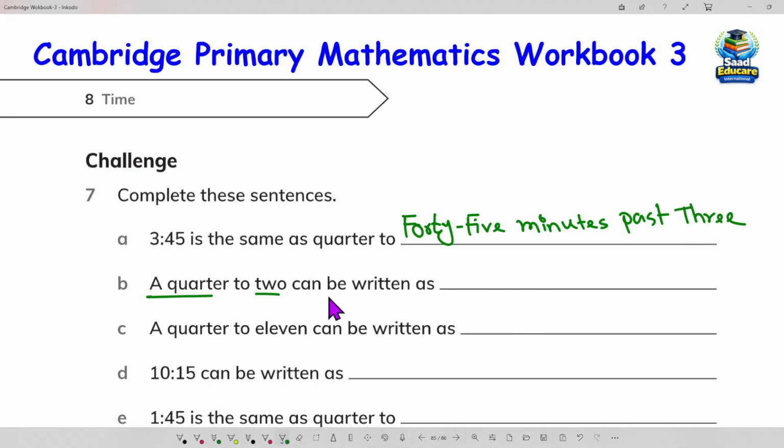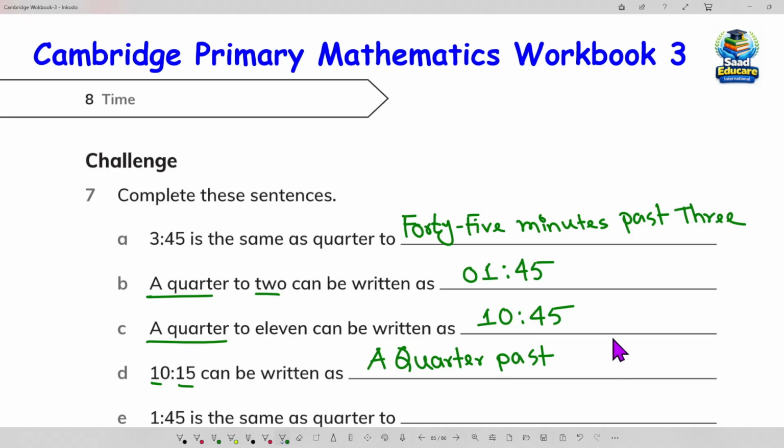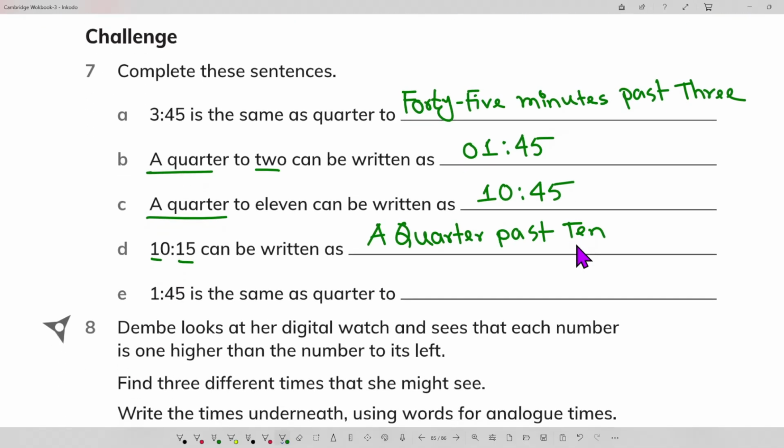Next, a quarter to 2 can be written as 1:45. A quarter to 11 can be written as quarter to 11. It means 15 minutes to go to 11. It means 10:45. 10:15 can be written as a quarter past 10. 1:45 is the same as a quarter to 2.